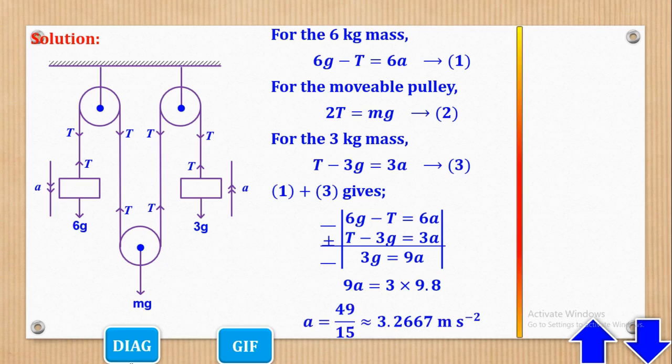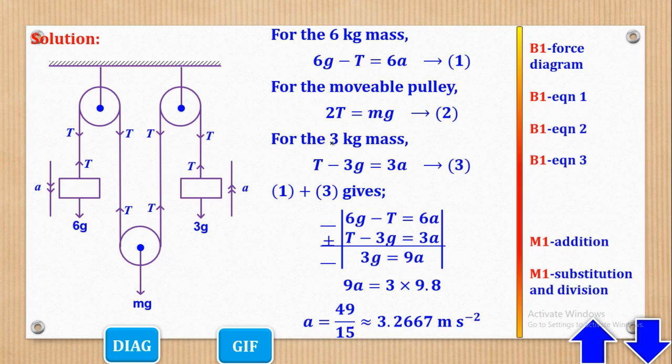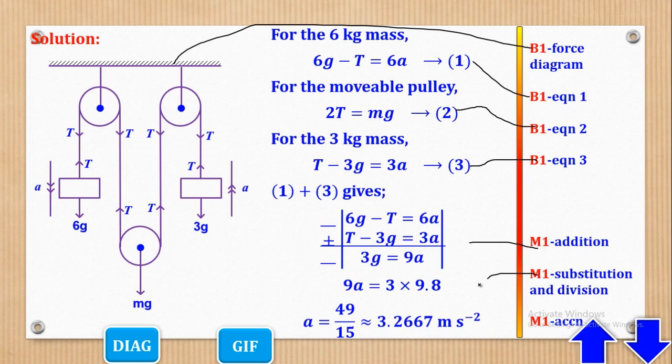Now before I go to the next slide, let's see how much can be awarded for this slide. B1 will be for the correct force diagram, B1 for equation 1, B1 for equation 2, B1 for equation 3, M1 for addition, M1 for substituting g, and A1 for getting the acceleration.